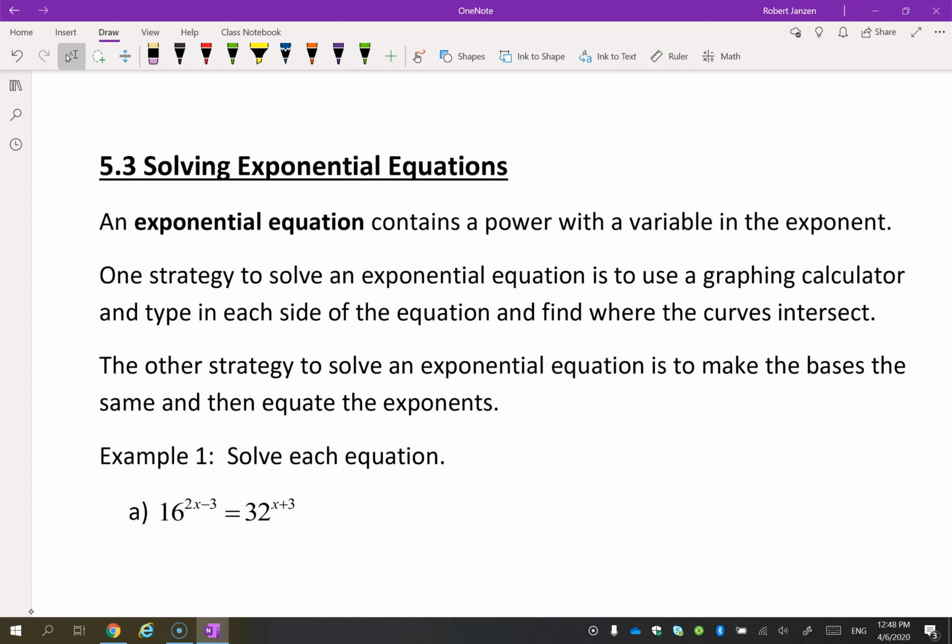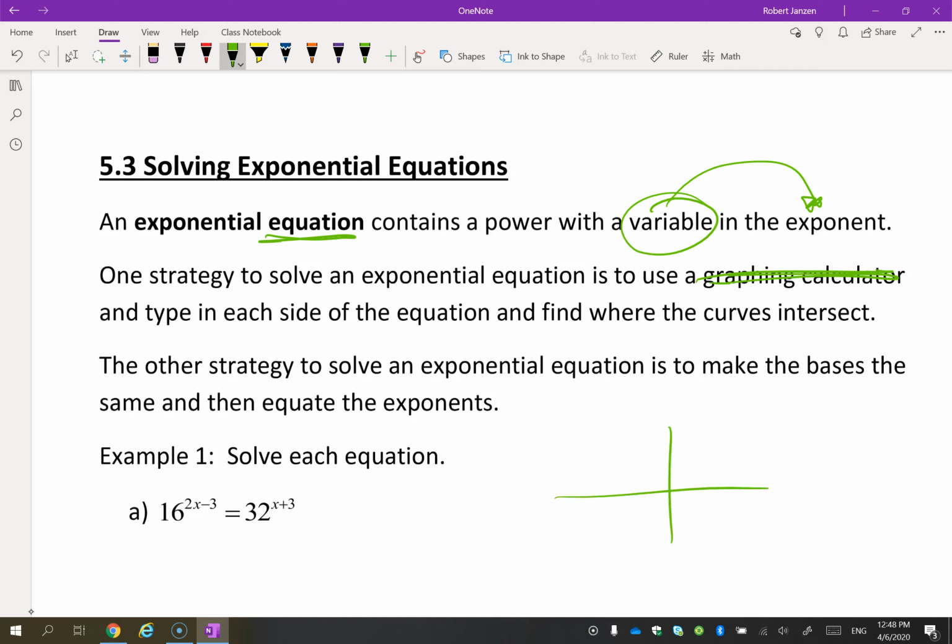Okay, let's take a look at the question. An exponential equation, so the equation contains a power with a variable in the exponent. So this is where it's different. Having a variable in the exponent, we haven't seen x in the exponent and having to solve it yet. Okay, one strategy is to graph in calculator. You don't get that in grade 12. Okay, and then trying to do this with curves intersecting.